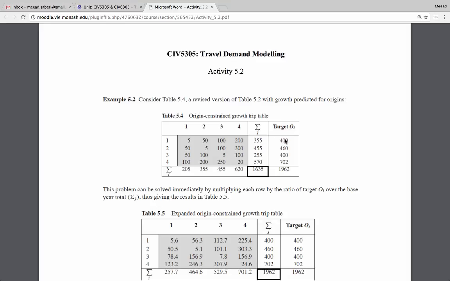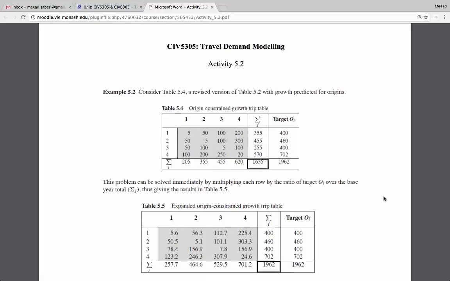But for the future year, the target number of productions is 400 for zone 1, 460 for zone 2, and so on. But we don't have any information about the attractions, which is the sum of the rows for each column. So to apply a singly origin-based constraint growth factor method, what we need to do is calculate a growth factor for each row, or for each zone.